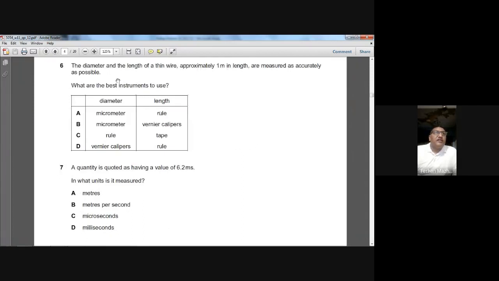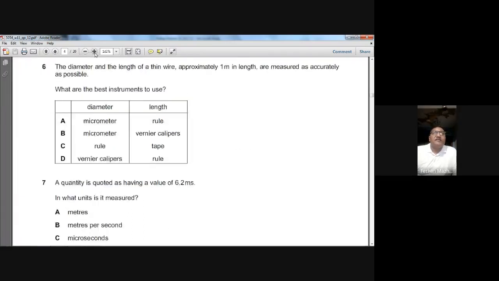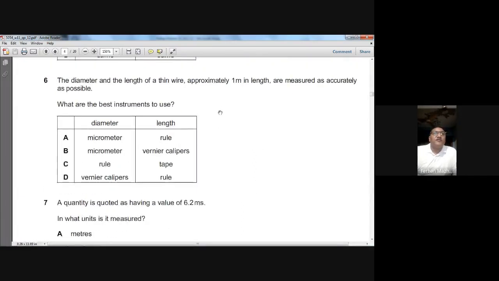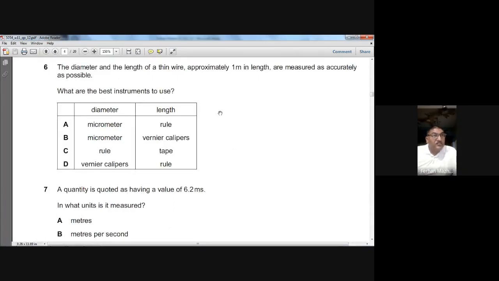Okay, on your screen we have, let me increase the size. Okay, question number 6 is on the screen. The diameter and the length of a thin wire, approximately 1 meter in length, are measured as accurately as possible. What are the best instruments to use?